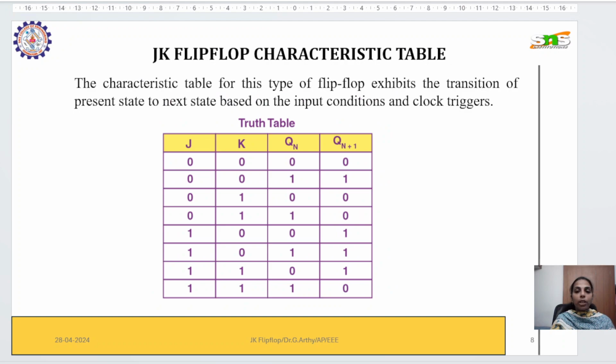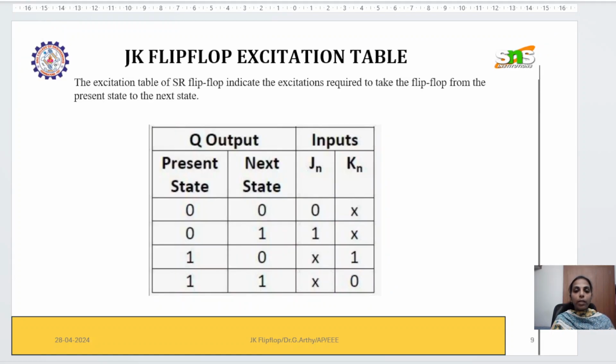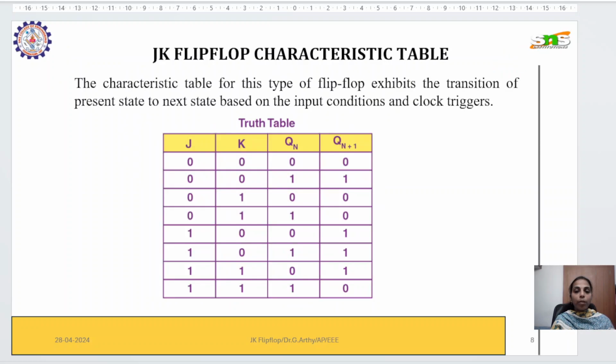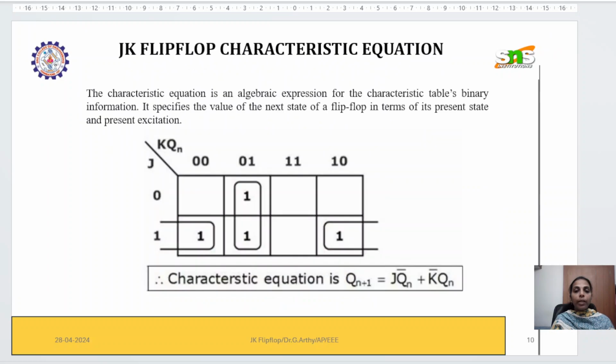Now comes the characteristic table. As we know, the characteristic table is the inputs and the present state versus the output, which we'll be deriving from the truth table. So this is the characteristic table. From the characteristic table, we'll be drawing the excitation table as we have discussed in SR flip-flop. Then we'll be finding the characteristic equation in order to draw the logical circuit. The characteristic equation is derived by drawing a K-map for the characteristic table. So this is the characteristic equation or output equation of a JK flip-flop.